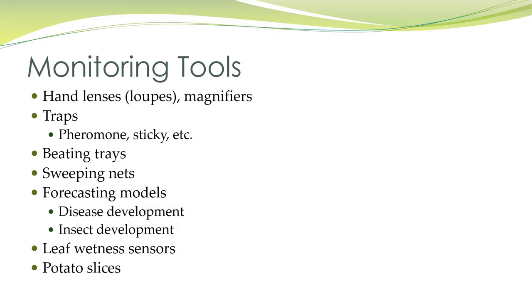So monitoring tools include hand lenses or loupes, magnifiers, traps, pheromones, sticky cards, etc. Beating trays, I've got a video on that. Sweeping nets, I've got a video on that. Forecasting models, there's a great one under resources from Oregon State where you can actually determine the closest weather station to where you are. And so you can look at diseases and insects there. And leaf wetness sensors, sometimes you'll see information on this. It's not a good source of monitoring. I'm just putting it on there. Potato slices can be used to monitor for fungus gnats.